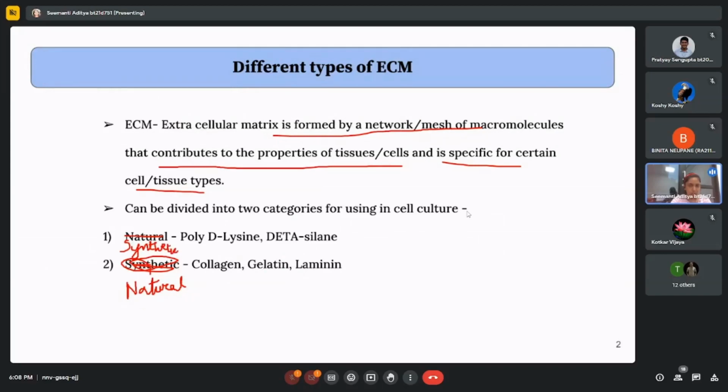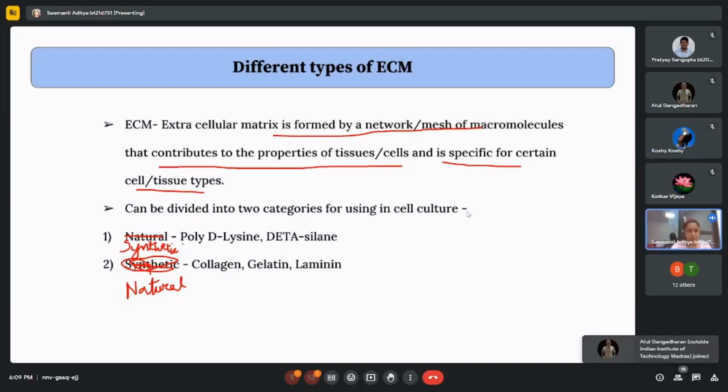So we have different kinds of ECM that we use for coating the surface of the glass dishes, or the petri plates, or the T25 flasks, whatever we are growing our cells in. We use different kinds of ECM matrix for coating those dishes, and it depends upon what cells we are growing. The ECM matrix can be divided into two parts: one is the synthetic ECM, and the other is the natural.